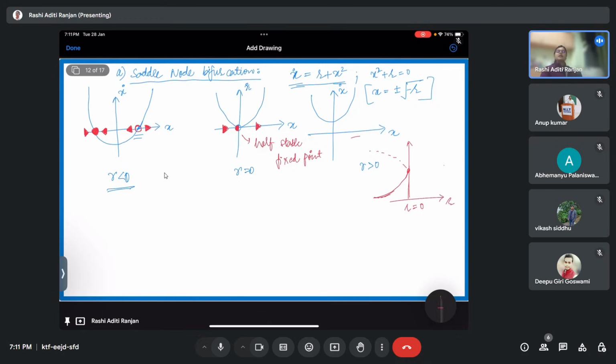Why? Because there is a saddle point and a stable node. Saddle point and a stable node come together and disappear. Both of them disappear, resulting in non-existence of any of the fixed points. Or the vice versa is also true, which means that with the increase of the parameter, initially there is no fixed point and suddenly there is a presence of a half stable fixed point, which further bifurcates into a stable and an unstable fixed point. Then that is also a case of a saddle node bifurcation.